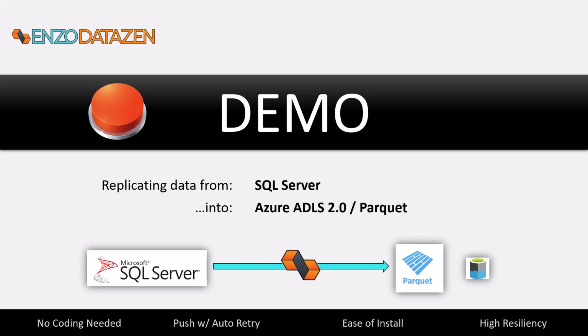DataZen allows you to easily replicate data from any source to any target system. In this demo, you will see how to configure DataZen to replicate SQL Server data into Parquet files stored in Azure on ADLS 2.0. We will also inspect the Parquet files using Synapse Analytics to see the data.